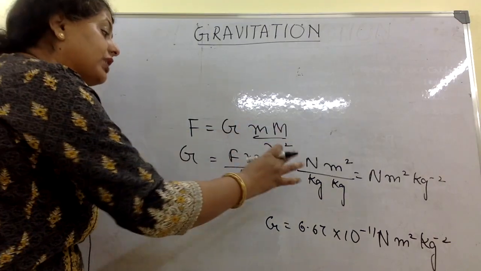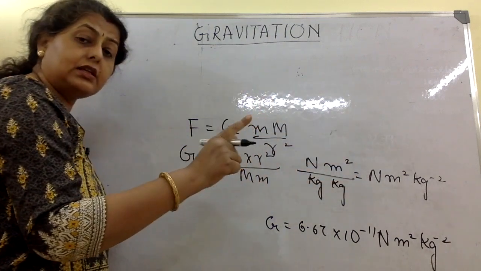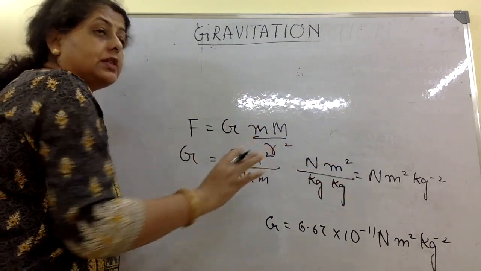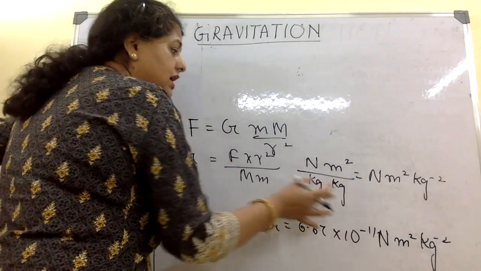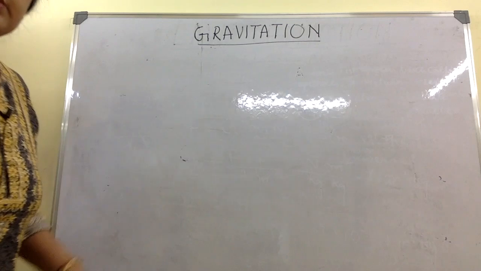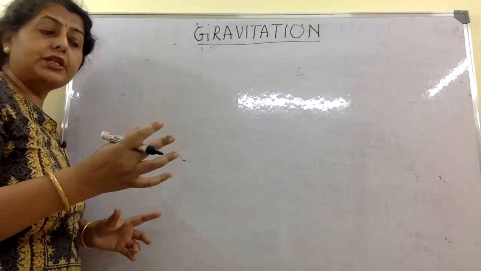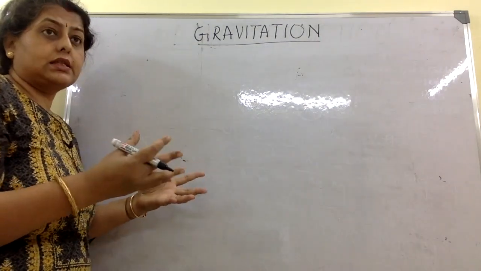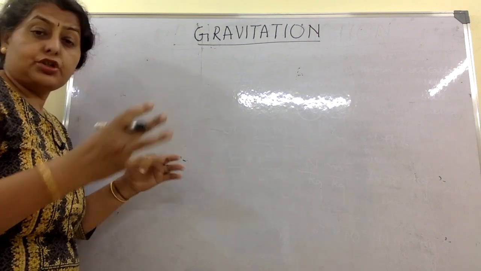So this is how we can get the unit even in the examination hall. I never remember this. I just do this and get the unit. This value you should remember. Now, as I was saying, any two bodies that have mass have gravitation between them.